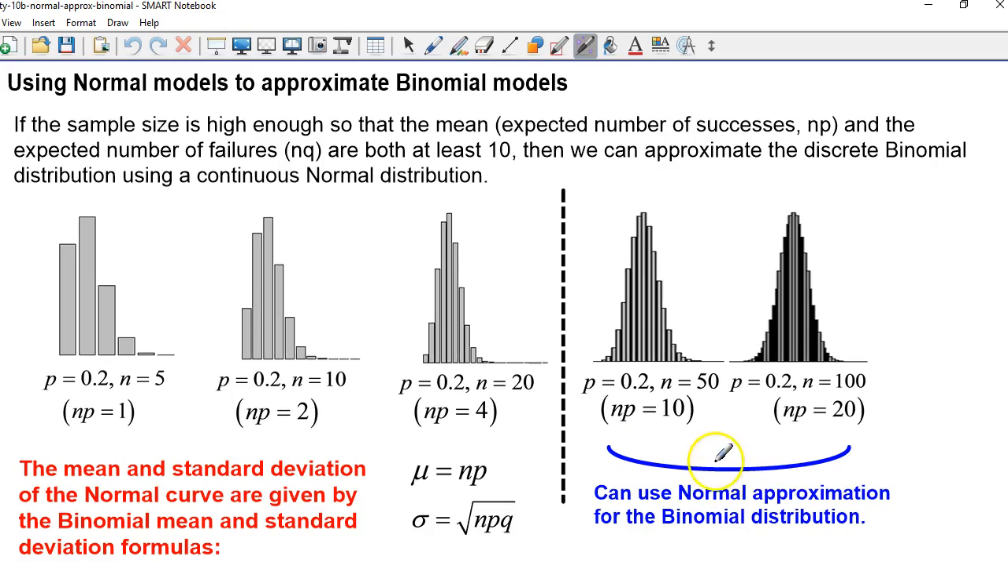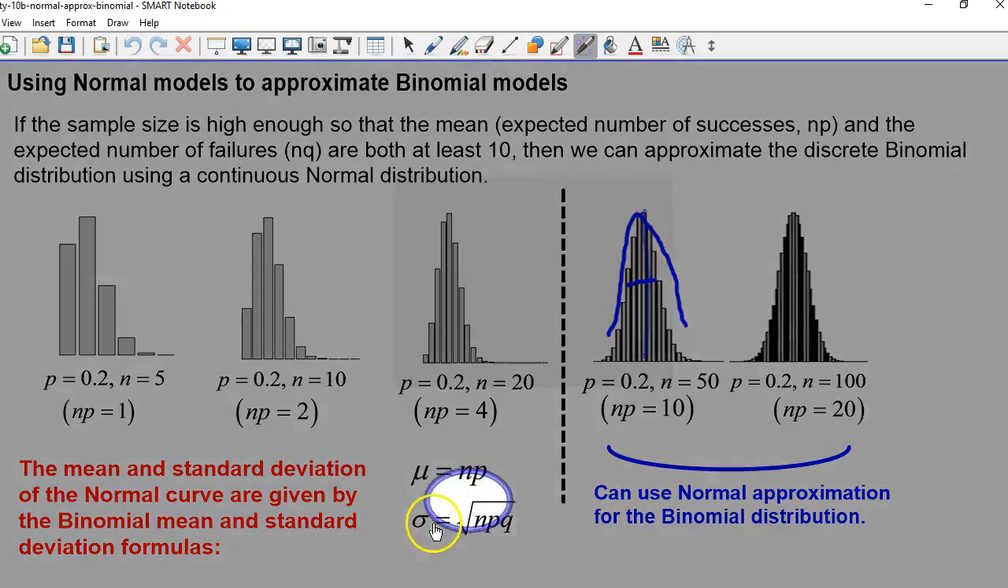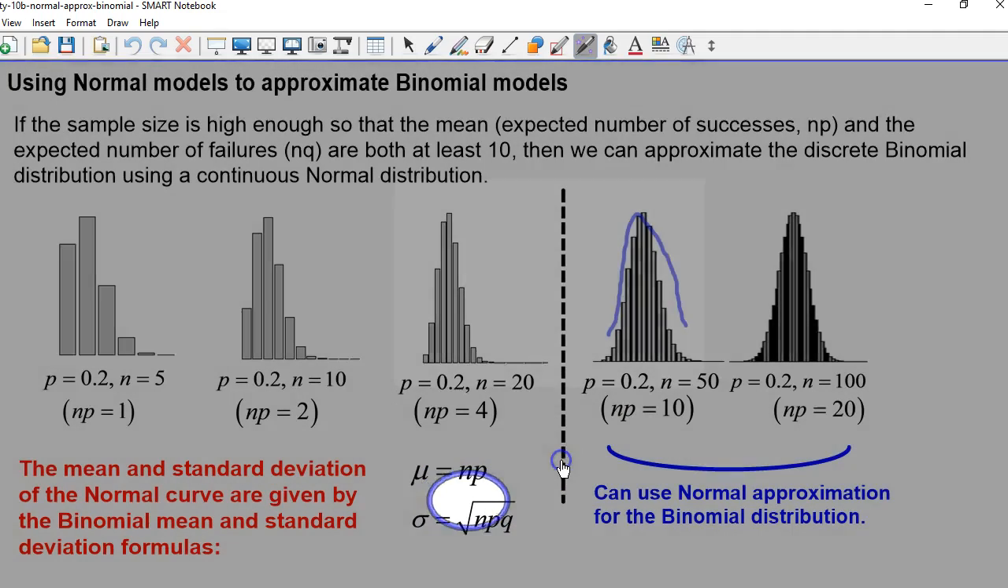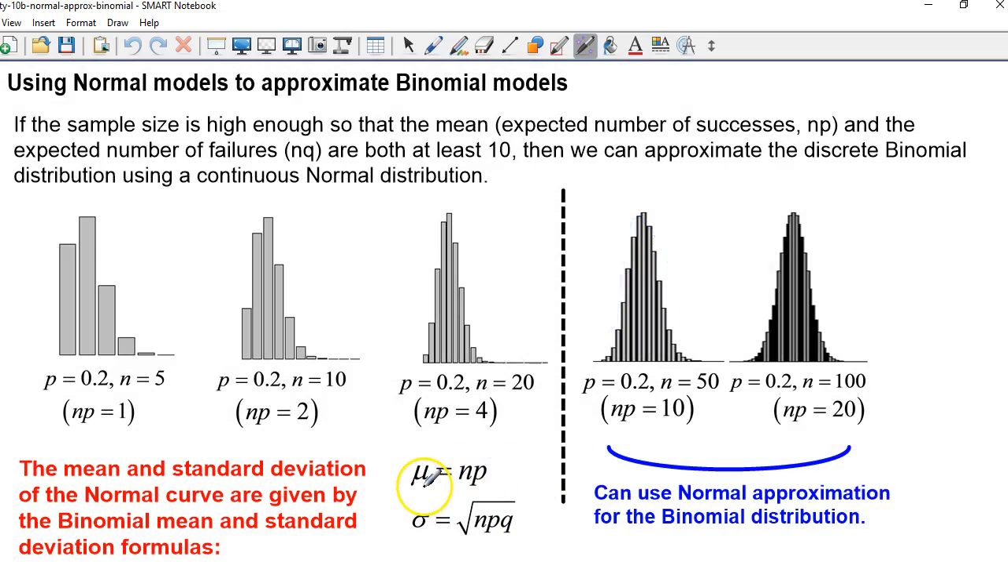Okay. Now, if we decide that we're in that region where we have a high enough sample size that we can do this, then we have to specify, well, what is the mean and what is the standard deviation of the normal curve that we're going to use? And it turns out that it's given by the mean and standard deviation formulas for the binomial distribution itself. The mean of the normal distribution will be centered at n times p, the number of successes, and the standard deviation will be the square root of n times p times q.